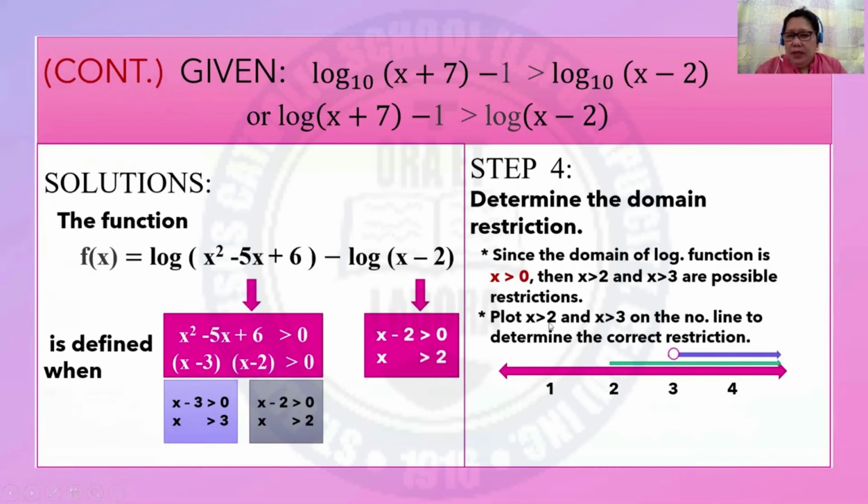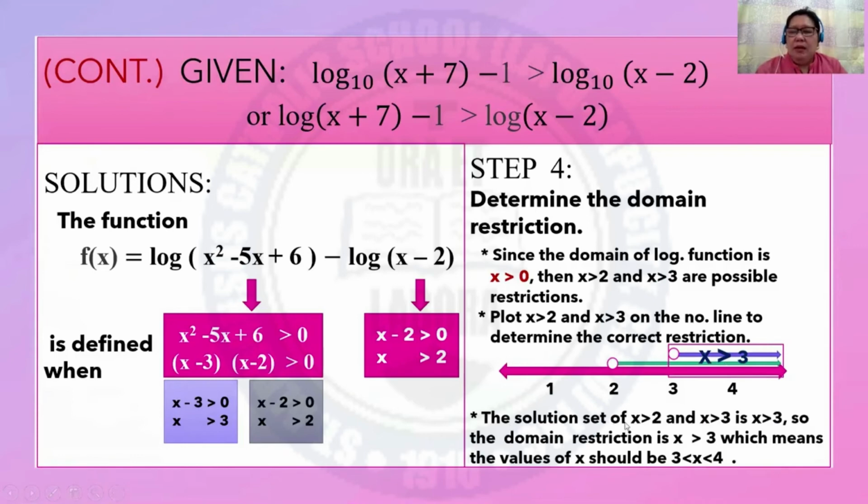And x greater than 2 is from here going to positive infinity. Then this portion is the intersection of the two inequalities, meaning the correct restriction is x greater than 3. So the solution set of x greater than 2 and x greater than 3 is x greater than 3.